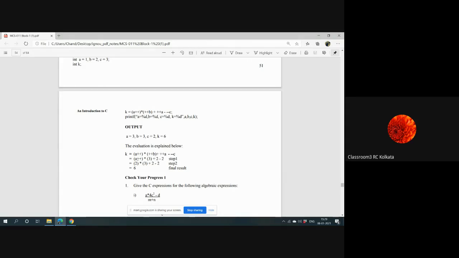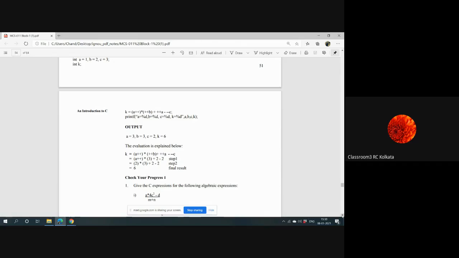So if I make 2 plus plus, what will it be? 3. But we will not put 3 here, because the plus plus sign is at the end. So we will put here the initial value. But A is incremented to 3. And that's why we get the final result of A as 3, the final result of B as 3, the final result of C as 2. And if I do the whole calculation, then the final result of K equals 6.